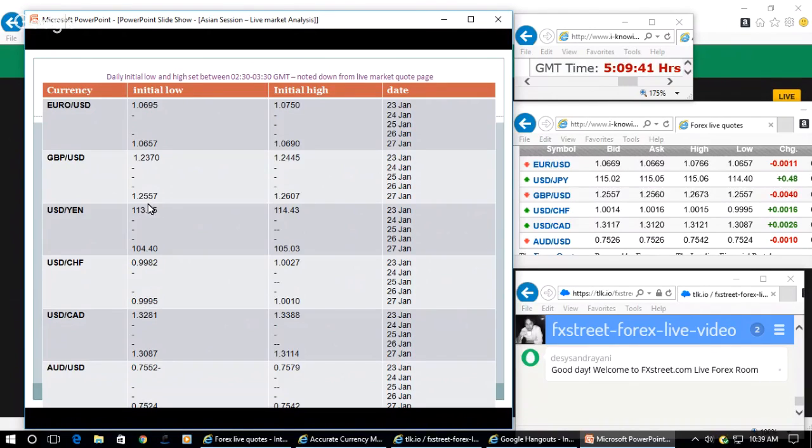And GBP 1.2557 is the low, 1.2607 is the high, they have not breached it. And they are closer to the low now. So they are all buy opportunities.